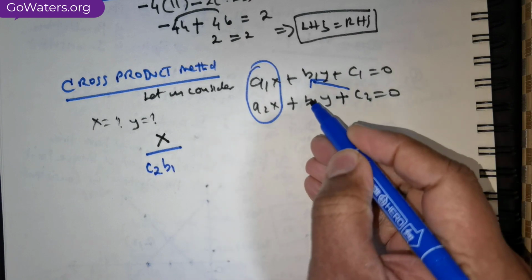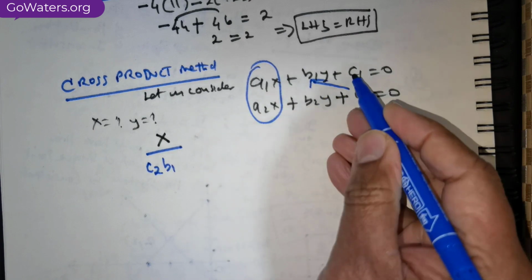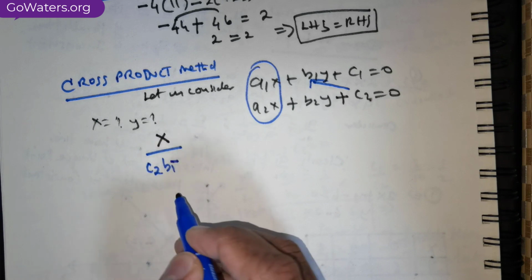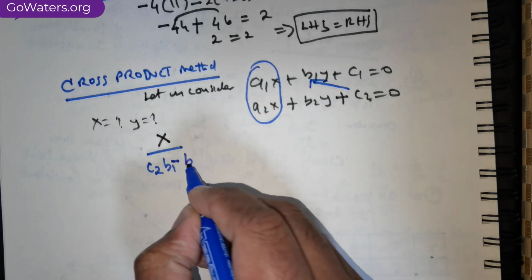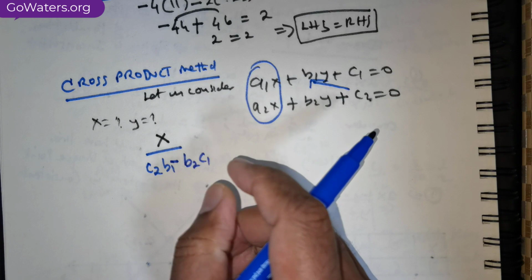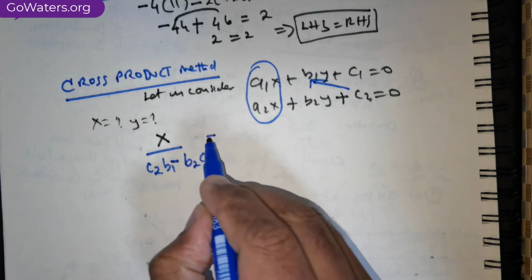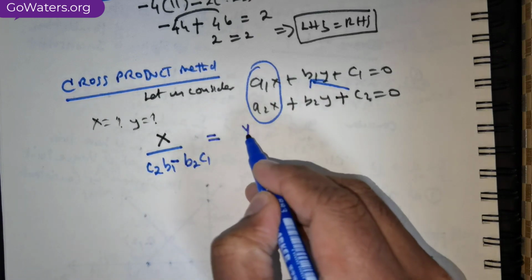Now when you are multiplying a quantity from the left hand side, make sure to place a minus sign and then place b2 times c1, and then you place an equal to sign and then place y.